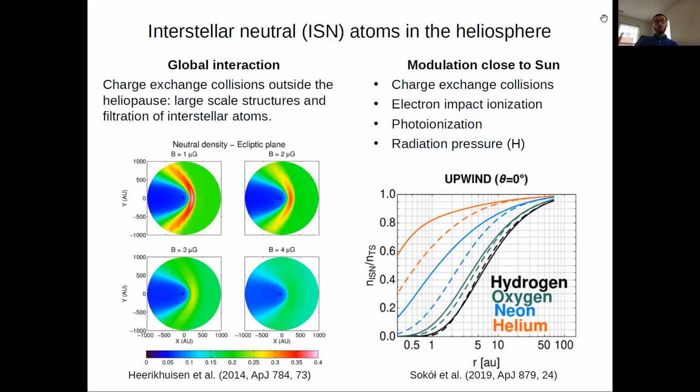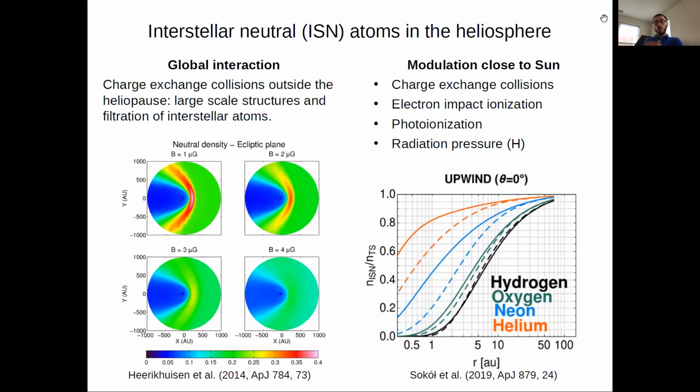This is, of course, first filtered in the outer boundaries of the heliosphere, but it's also modulated close to the sun by photoionization, charge exchange, collisions, and electron impact ionization. Trajectories may also be modified by the radiation pressure. On the right, you can see how much we lose as we are close to the sun compared to what we would see at the termination shock. You can see here that for hydrogen, we lose most of the atoms.